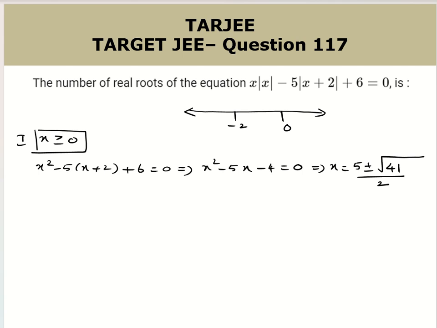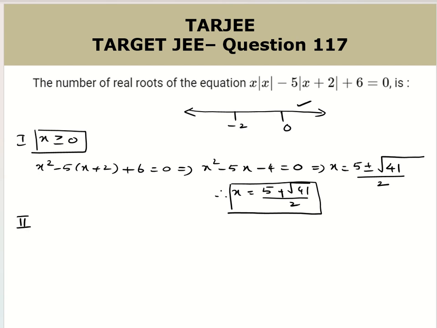But we have to pick those values which are positive. We know that 5 minus root 41 by 2 is negative. Therefore, we get one value for x, which is 5 plus root 41 divided by 2, which satisfies x greater than or equal to 0. If I take 5 minus root 41 by 2, root 41 is more than 5, so it becomes negative. But we have imposed a condition x should be positive. So case 2, we have to discuss.